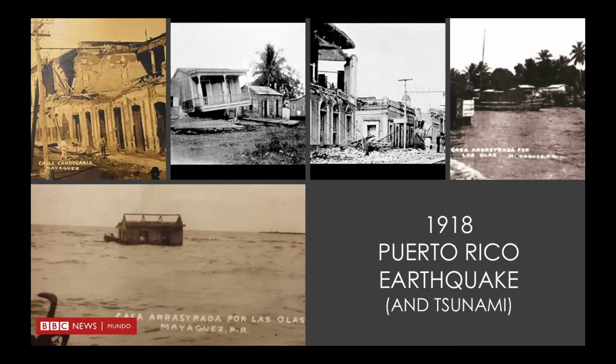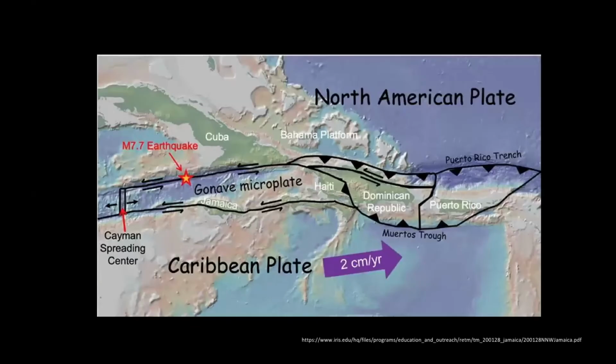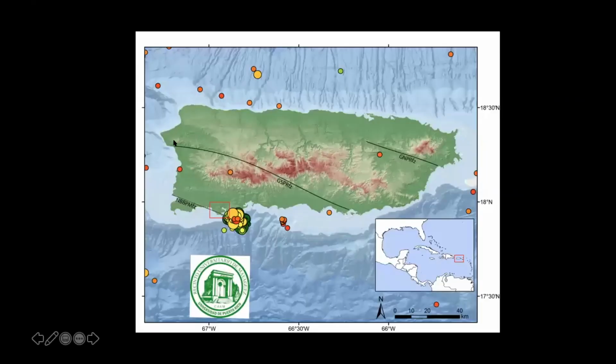Here we see several buildings that have been destroyed by the shaking itself. These are brick buildings. All of these photos are actually from my hometown of Mayaguez on the west coast of Puerto Rico. These other images here, here, and here are homes and businesses that have been literally pulled out to sea by the tsunami. The epicenter of the 1918 earthquake was just about up here to the northwest of Puerto Rico, about where that cursor is. And it reverberated down the Great Southern Puerto Rico Fault Zone.